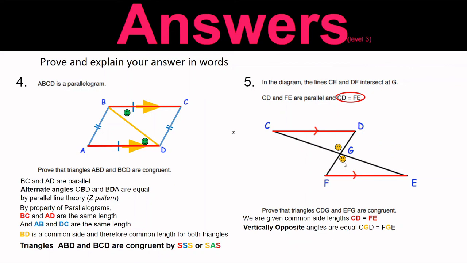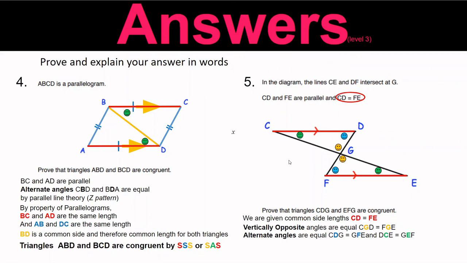And by parallel line theory, we could see some alternate angles here. I can make a Z pattern again with this parallel line and this transversal here, forming an alternate angle at D and at F. I could also draw a Z pattern with this transversal here. The line from C to E makes an alternate angle here at E and an alternate angle here at C. So those are also equal to each other.